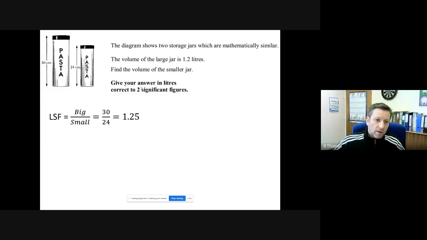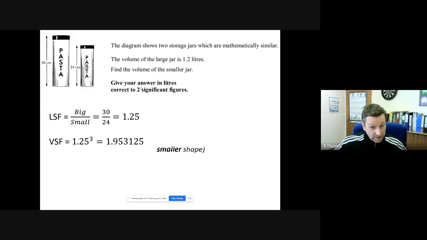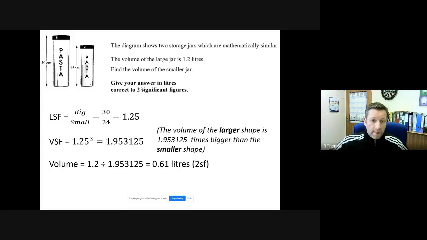And here we go. So, linear scale factor was 1.25. Cube that to get the volume scale factor, and that horrific number there, but I didn't round it. So the volume of the smaller jar will be 1.2 divided by that number, and you round it to 2 sig figs, and it comes out as 0.61, right? Which I'm sure you got, and I'm not going to ask you to share that in the chat.